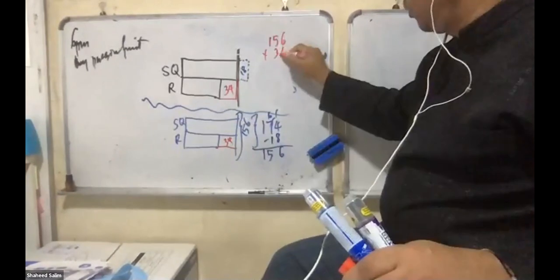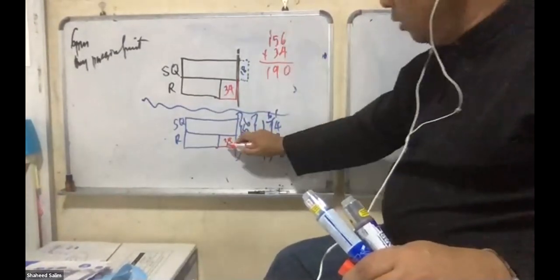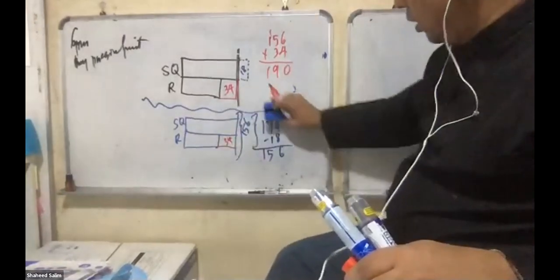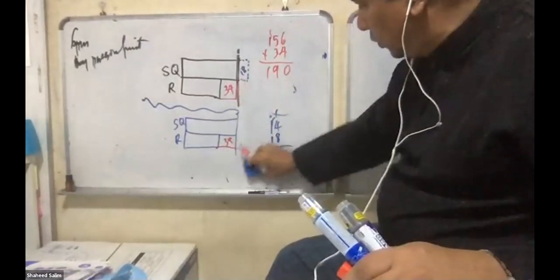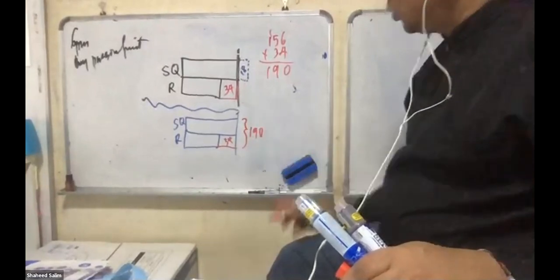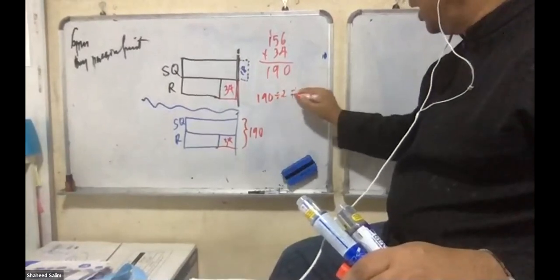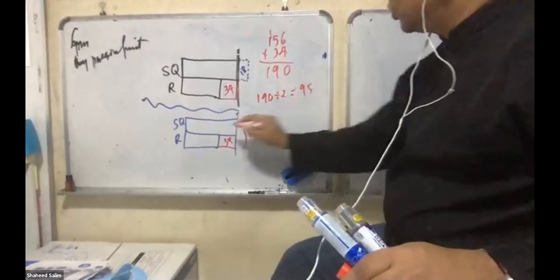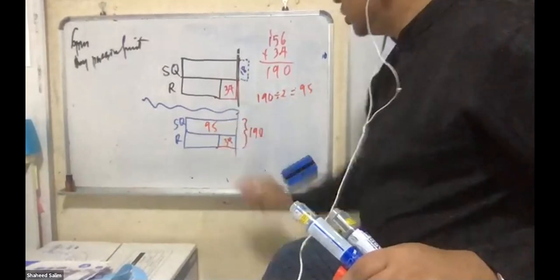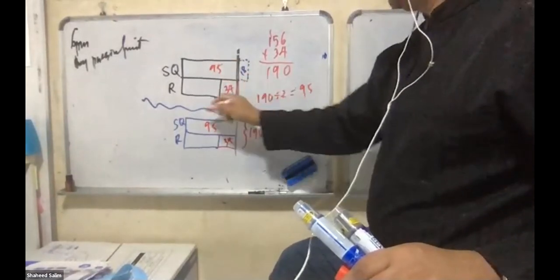Plus 34. I get 190. So now, like this, 2 units is 190. So I find 1 unit now. 190 divided by 2, I get 95. So this is 95. Songchi would have 95 plus 18.